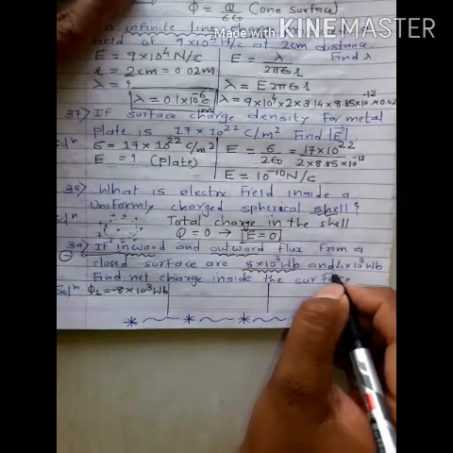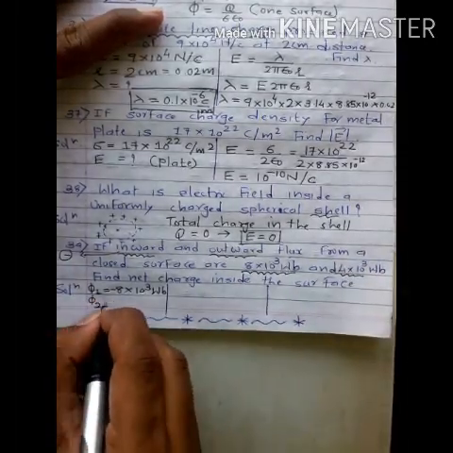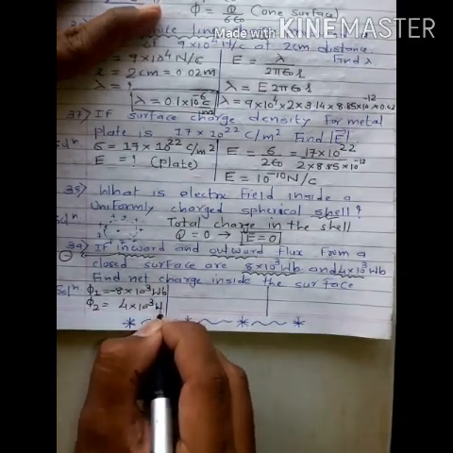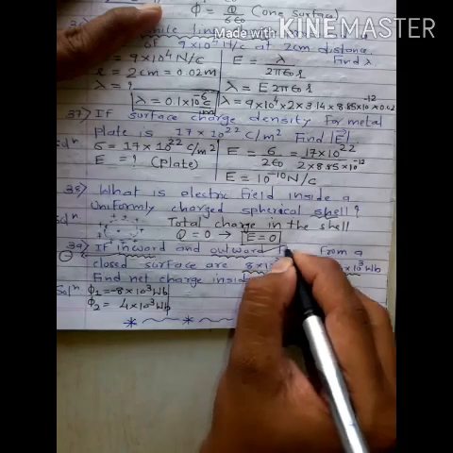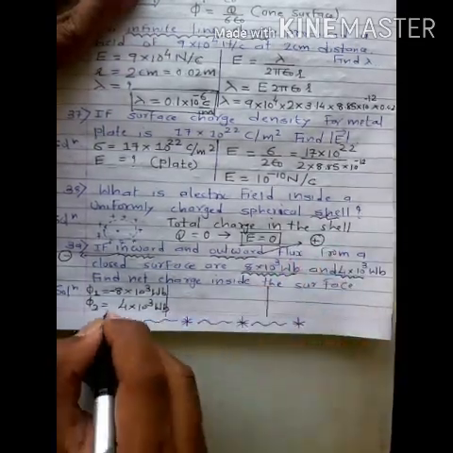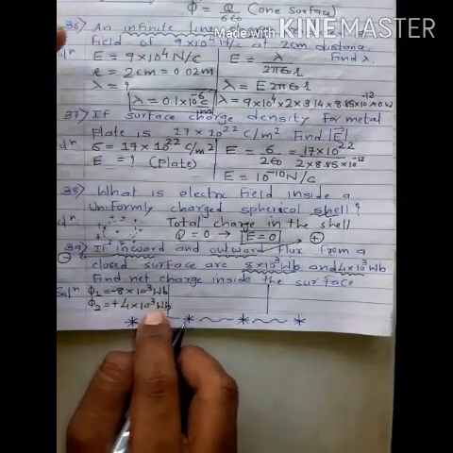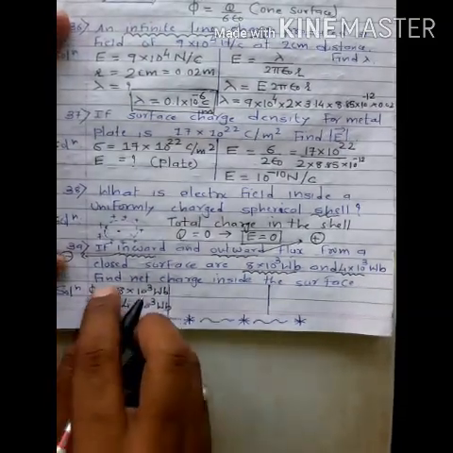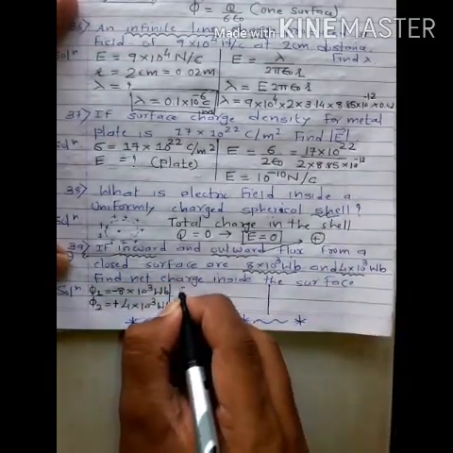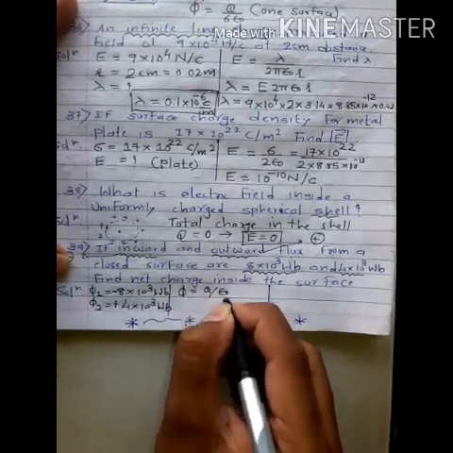Outward flux is given, that is 4 into 10 raised to 3 Weber. So outward flux phi2 is equals to 4 into 10 raised to 3 Weber. Outward flux is possible due to positive charge, so it is always positive. So we use phi2 is equals to plus 4 into 10 raised to 3 Weber. Find a net charge inside surface. So here we use Gauss law. Phi is equals to Q upon epsilon 0.